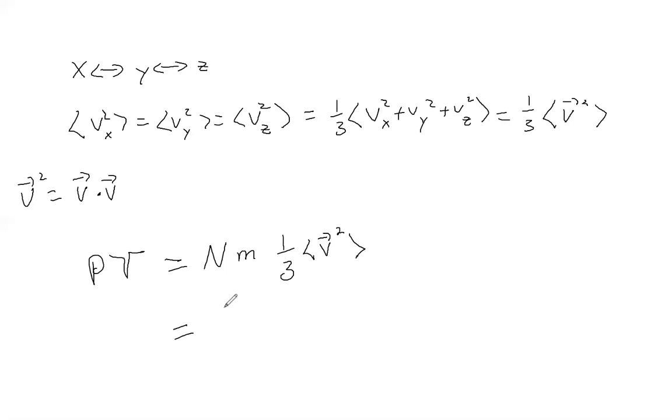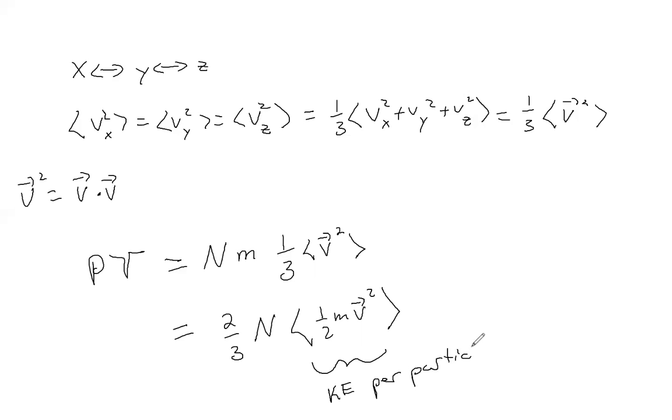And now I'm just going to massage it a little bit and say this is 2/3 N times the average of 1/2 mv squared. Notice this is nothing other than the kinetic energy per particle. The average kinetic energy of a particle. So this gives us a nice, kind of neat little formula. It relates pressure and volume in an ideal gas to some numbers times an average kinetic energy per particle.